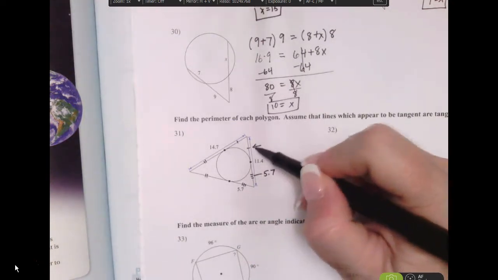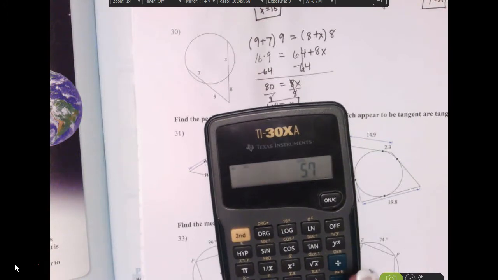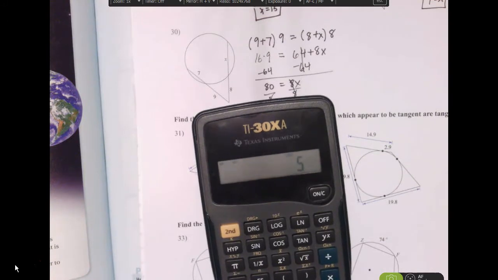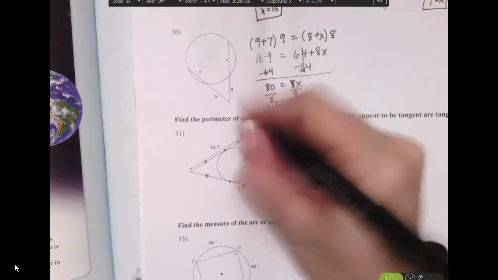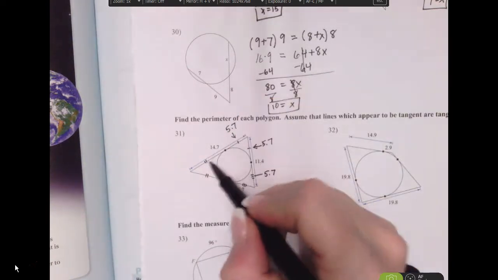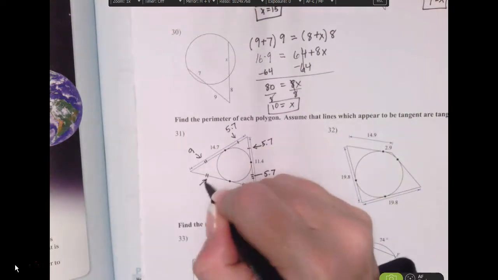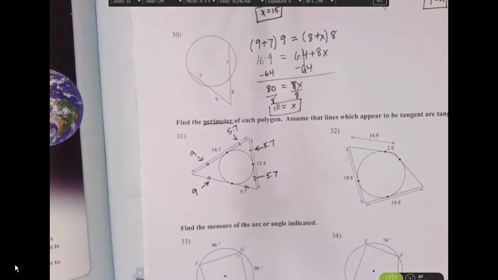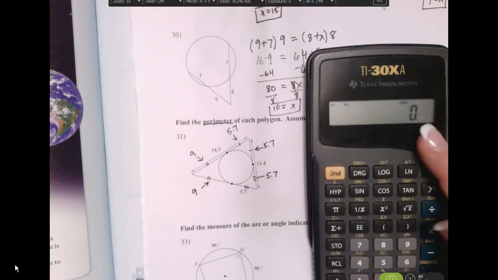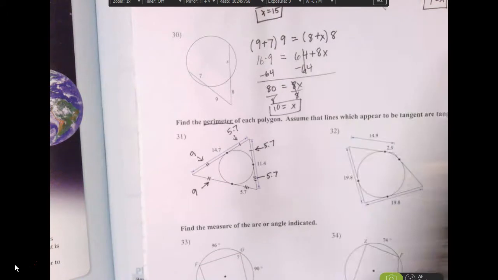which means this must be 11.4 minus 5.7. Okay, so that's 5.7. Which means this over here is 5.7, which means this must be 14.7 minus 5.7, which is 9. So now this missing piece right here is also 9. So now I have all the side lengths, so I can find the perimeter. So I'll add 14.7 plus 11.4 plus 5.7 plus 9, and I get 40.8.